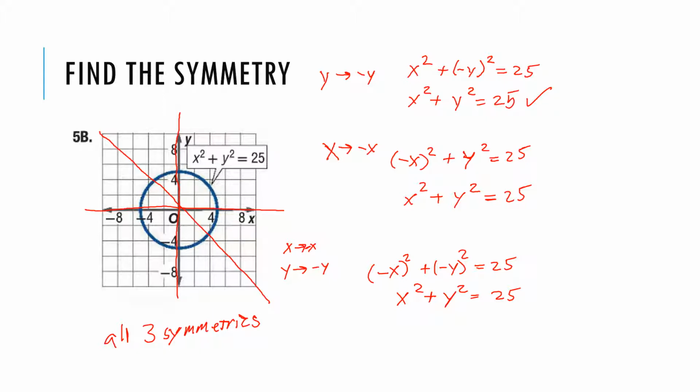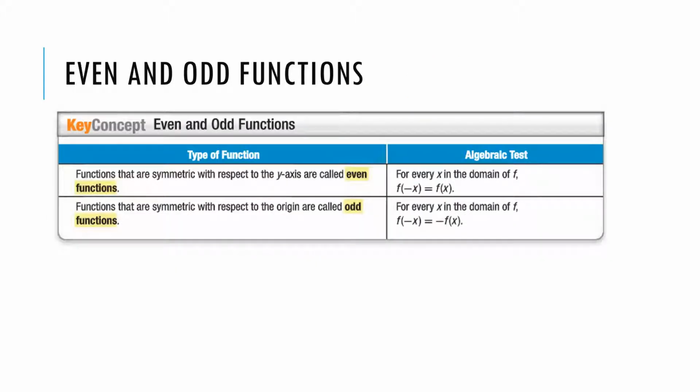All right. From here, I want to leave you with one more note. I want to talk to you real quick about even and odd functions. Functions that are symmetric with the y-axis are called even. So you need to look at this symmetry to know if it's even or odd. If it's the origin, it's odd. If it's the y-axis, it's even. Remember that if it's symmetric about the x-axis, like this, then that is not a function.